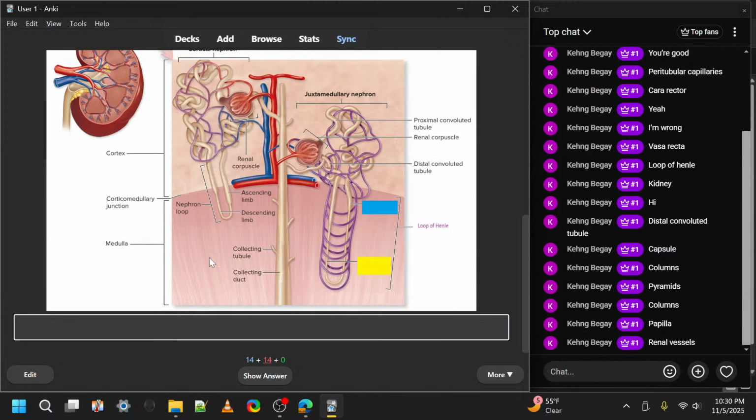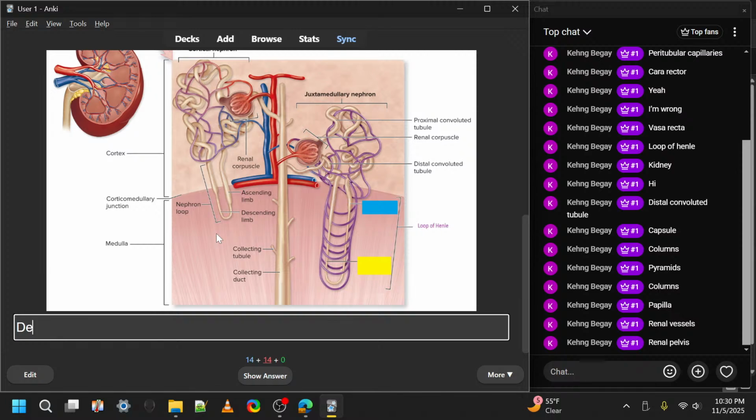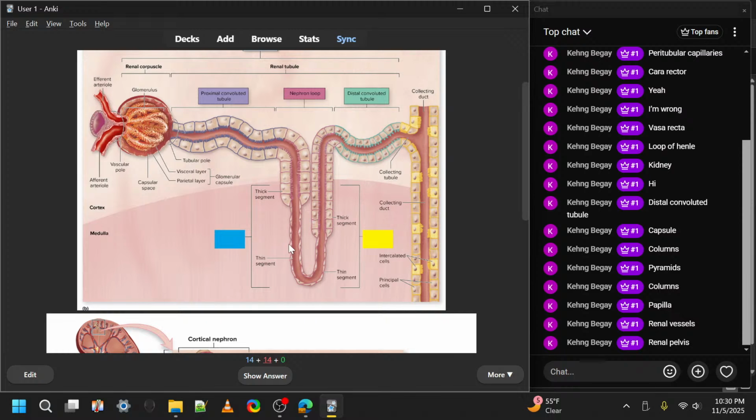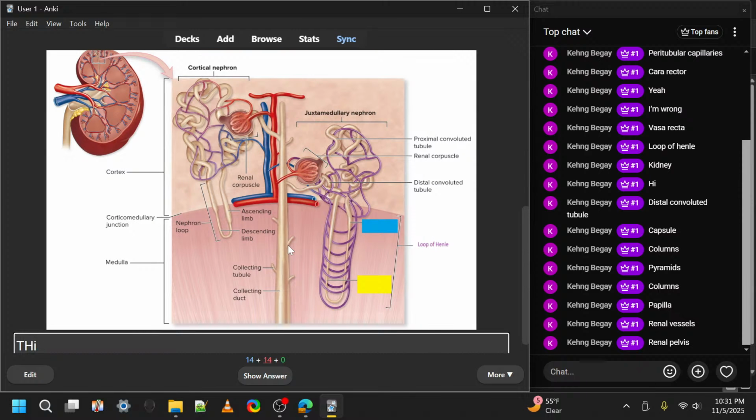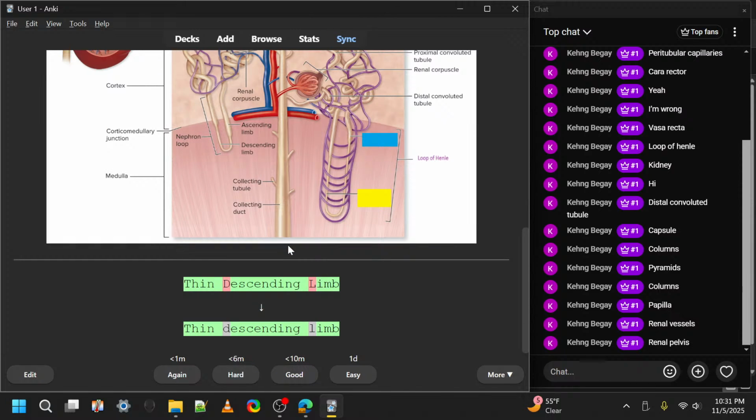The blue. Ooh, I know this one, because we just did it. Alright, this is the descending. Dang, I always forget this part. Oh, no, because it's thin right here, so it's the thin descending limb. There we go. Thin descending limb.